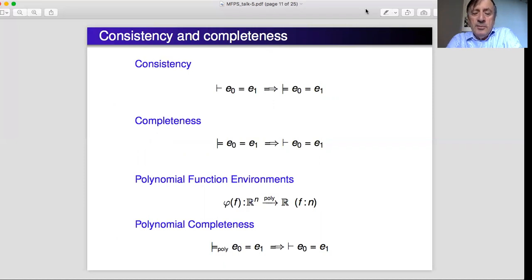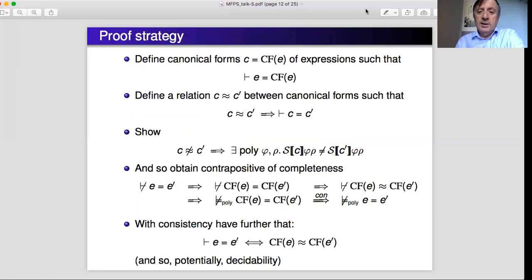In fact, we can prove completeness not only with respect to all smooth functions, but even just with respect to the polynomial functions, polynomially defined functions. So we say a polynomial function environment is one where phi of f is a polynomially definable function. And so polynomial completeness says that if E naught equals E1 in all polynomial function environments, then E naught equals E1. What's the strategy? How are we going to actually do this?